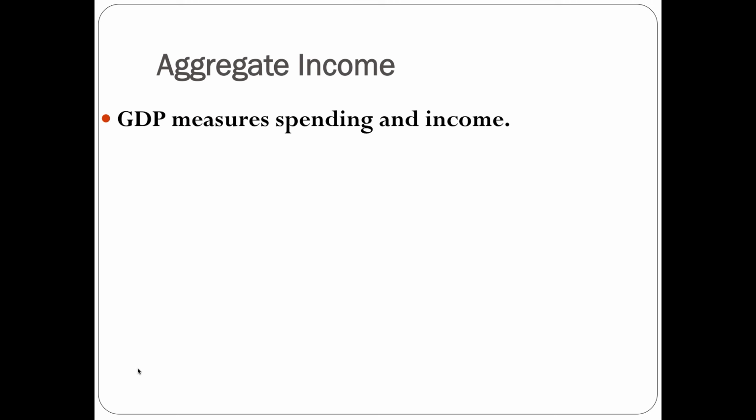GDP measures spending and income. We already looked at the aggregate spending model. Now we're going to look at the aggregate income model. And these two should generally be pretty equivalent because one person's spending is going to be another person's income. Another way to think about it is that everything created is going to be sold, even if it is sold to itself. An increase in inventory would be a firm selling it to itself. So there's a couple of ways you can equate spending and income.